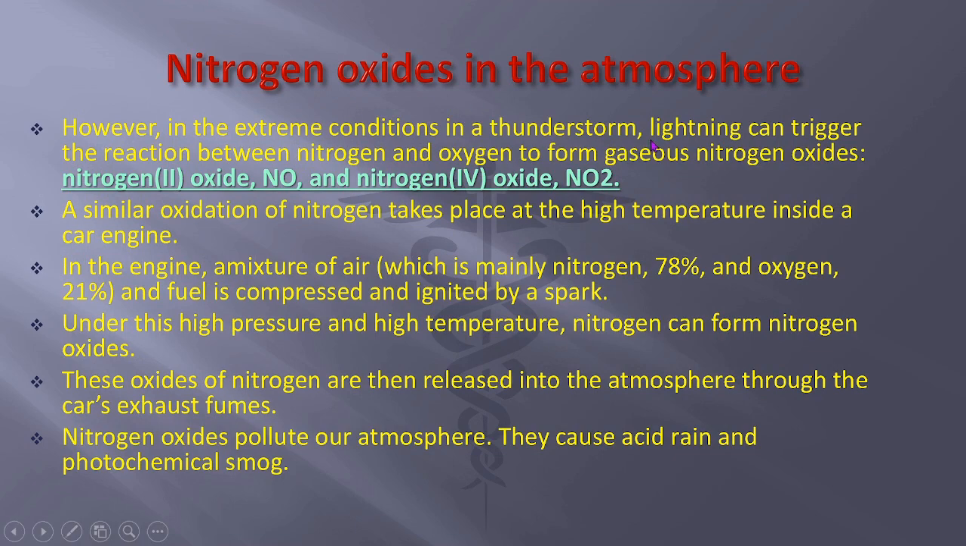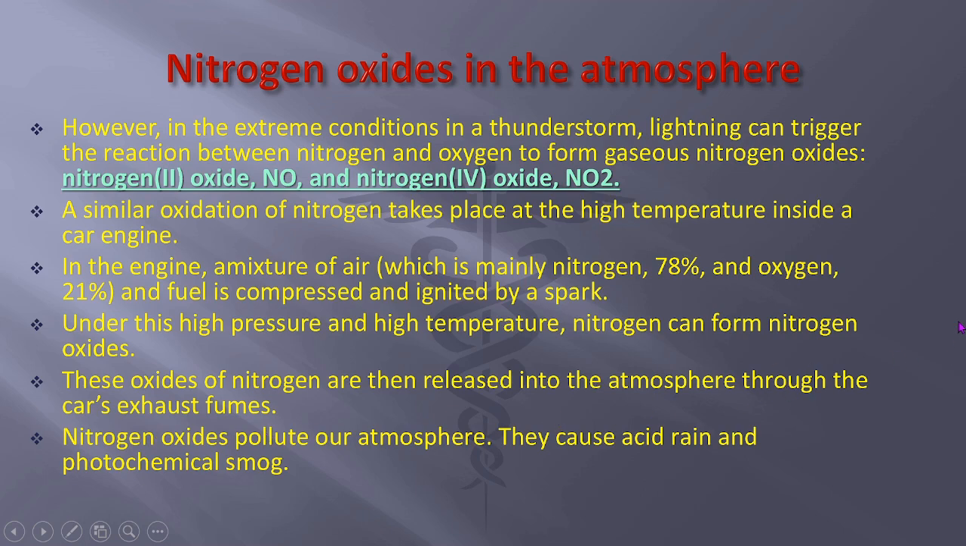Nitrogen oxides in the atmosphere. However, in extreme conditions, thunderstorm lightning can trigger a reaction between nitrogen and oxygen to form nitrogen oxides. So NO and NO2 are formed. A similar oxidation takes place at high temperature inside the car engine. In a car engine, a mixture of air, that is 78% nitrogen and 21% oxygen, is compressed and ignited by a spark. Under the high pressure and high temperature, nitrogen can form nitrogen oxides. And these oxides of nitrogen are then released into the atmosphere through the car exhaust fumes.